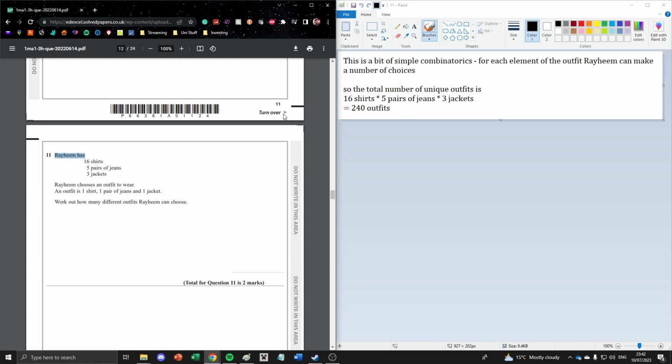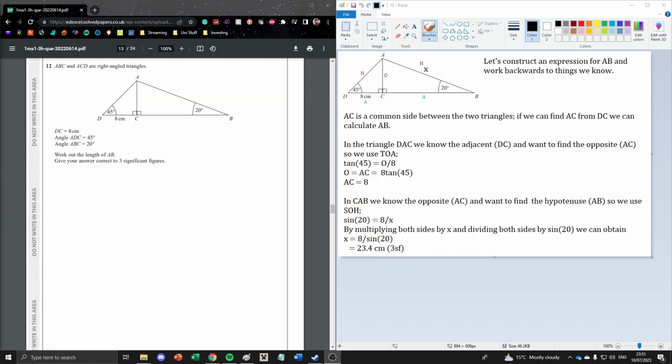So as written over here, this is quite simple. With any of these 16 shirts, he could then choose to wear any of 5 pairs of jeans and then any of 3 jackets. So we can think 16 times 5 would make the number of shirt jeans combinations he has, of course being 80, and then multiplying again by 3 is how many jackets he could then obviously wear with those shirt jean combinations. So multiply that by 3 and we get the 240 unique outfits Raheem could choose from.